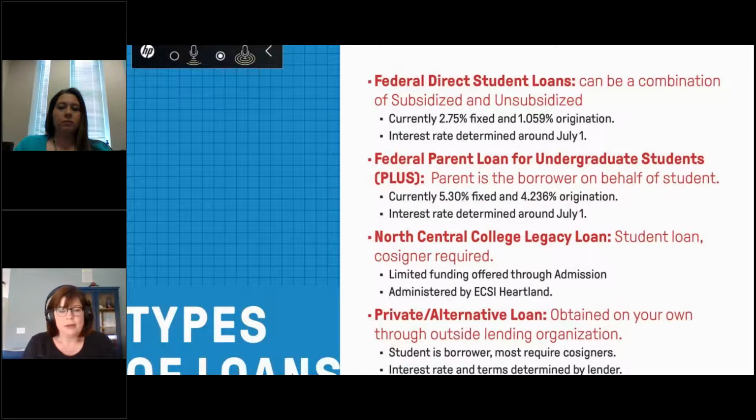We have also included information in your packet about the Federal Parent Plus loan. This is a completely optional program. If your parent is willing and able to borrow a loan on your behalf, they are welcome to do that. The interest rate for that loan will be 5.30. We do offer some other programs at North Central.